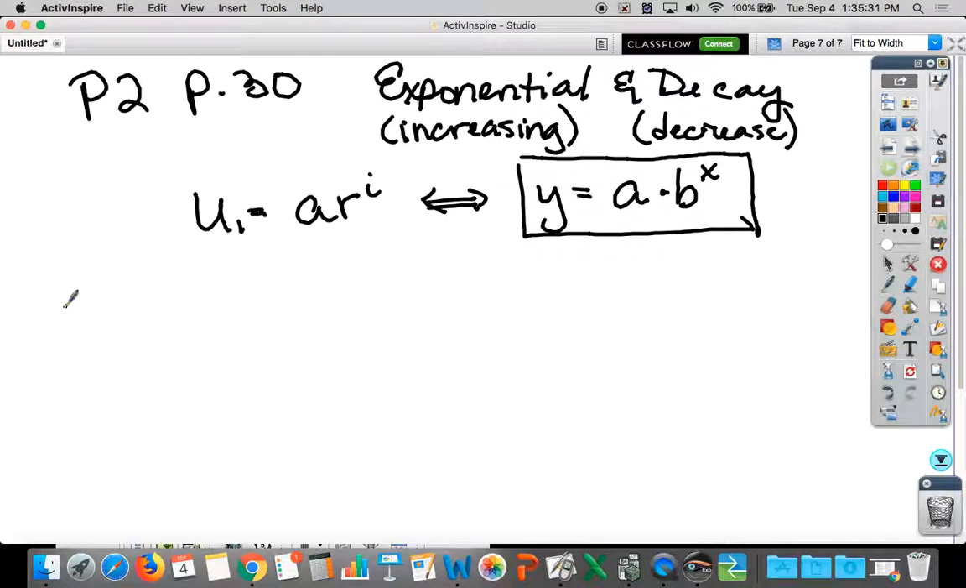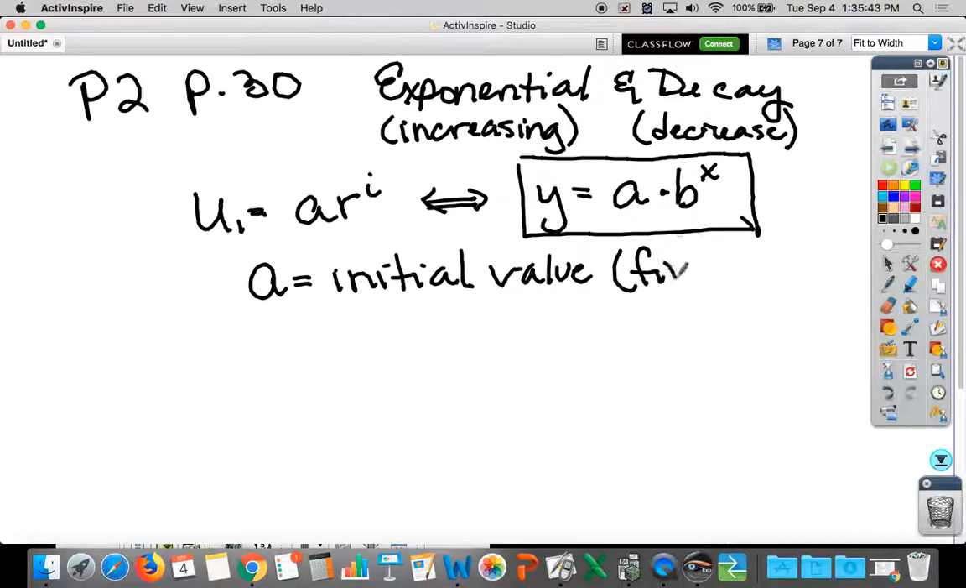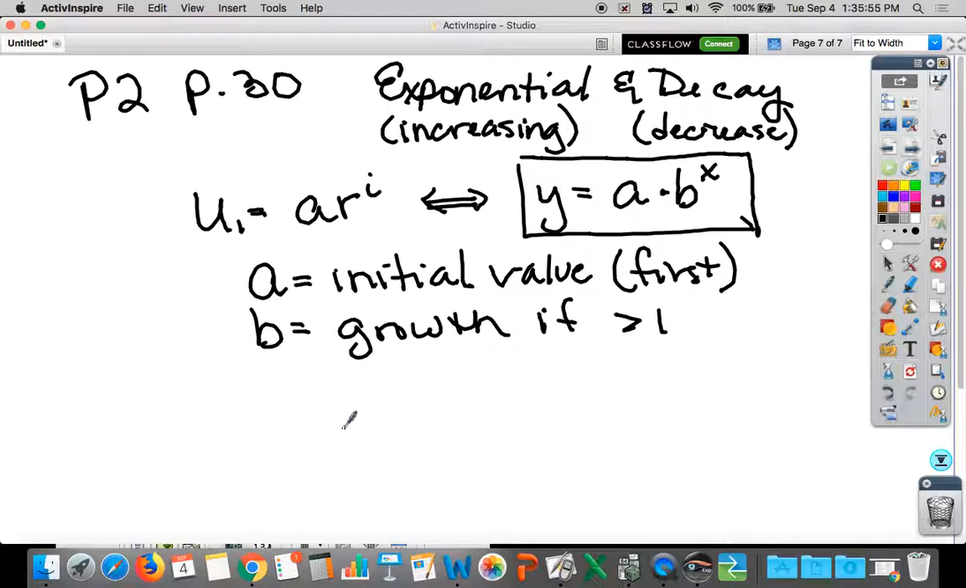So let me describe this for you. The A is your initial value. What do I mean by initial? The first. The B is your growth if it's greater than 1. Does that make sense? 1 is your plumb line. 1 means there's no deviation, no growth, no decay. Okay? If it's greater than 1, you've had growth. It is decay if it's between 0 and 1.